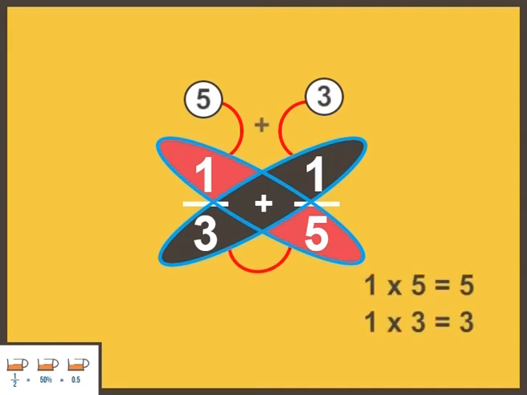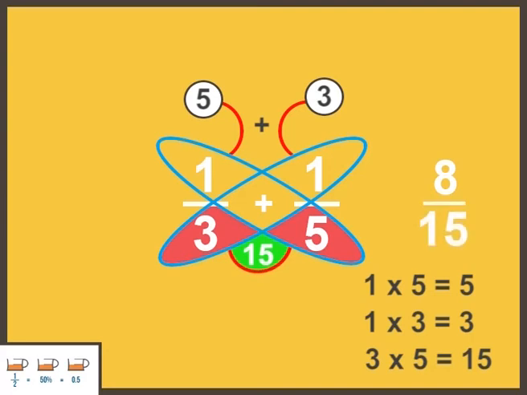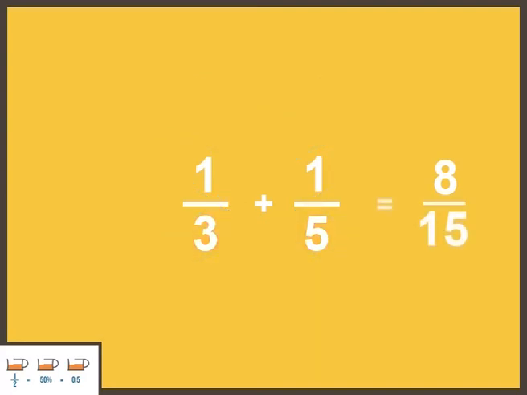Write the addition sign here. Multiply the denominators and write the product in the tail of the butterfly. Solve 3 plus 5, which gives 8, and it is the numerator. Then write the number in the tail of the butterfly as the denominator, which is 15. The addition of 1/3 and 1/5 comes out to be 8/15 using the butterfly.